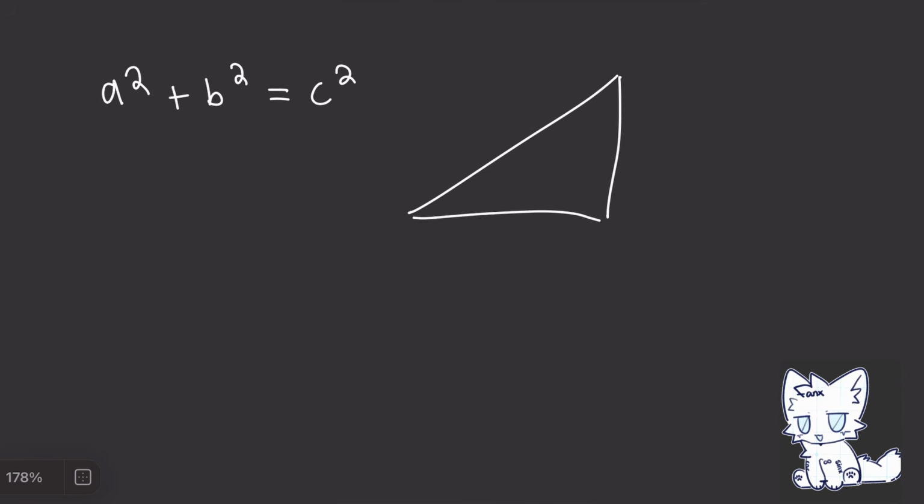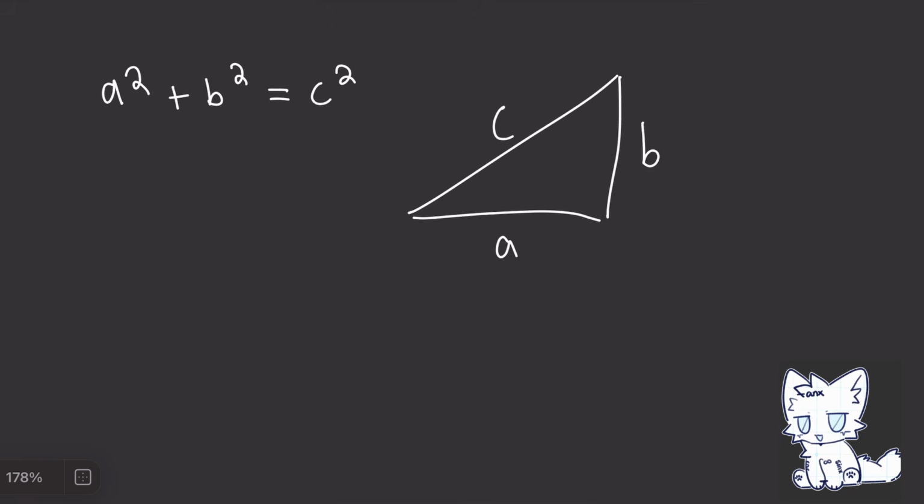So the Pythagorean identity is written out as a squared plus b squared, which is equal to c squared. And c squared being the hypotenuse of the triangle. So the hypotenuse is the longest side of the triangle. Notice how this is the longest side of the triangle. And then a and b could be any side except for the hypotenuse.